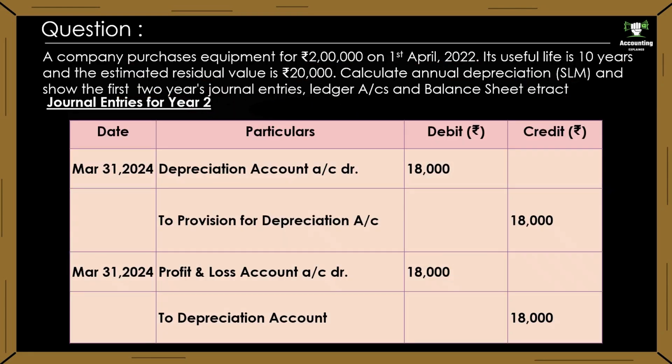Now let us move on to the year 2 journal entries. In year 2, we have not made any purchase. So it is enough if we pass a journal entry for depreciation and transfer it to the P&L account. Year 2 ending date is March 31, 2024. First, we will pass the journal entry for depreciation.